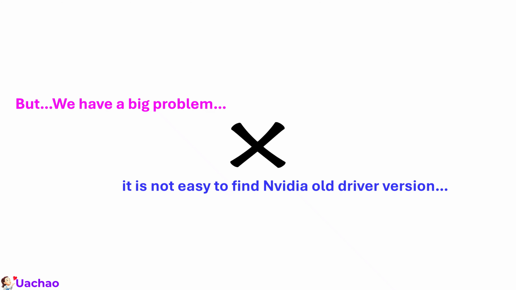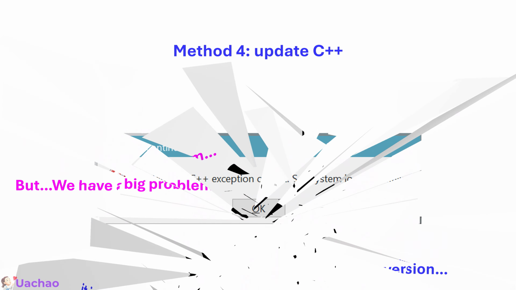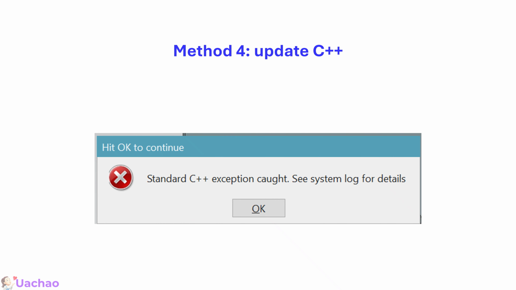However, here comes a big problem. It is not easy to find old NVIDIA driver versions. This is why many people feel disappointed with this method. That is why I said the final method. Method number 4, update C++. When I looked carefully at the error message, I noticed the word C++. So I thought, why not try updating C++ to the latest version?